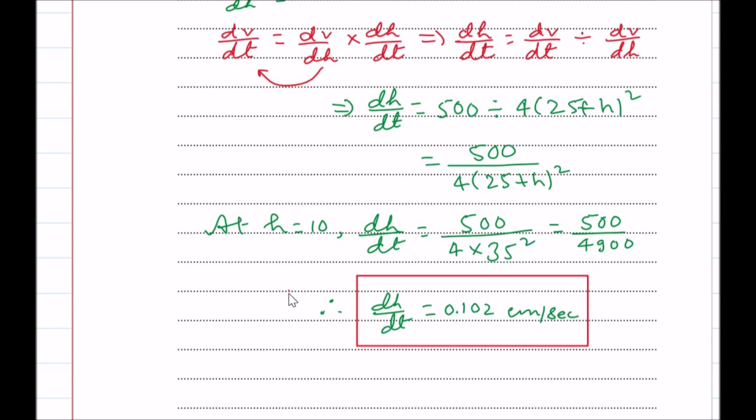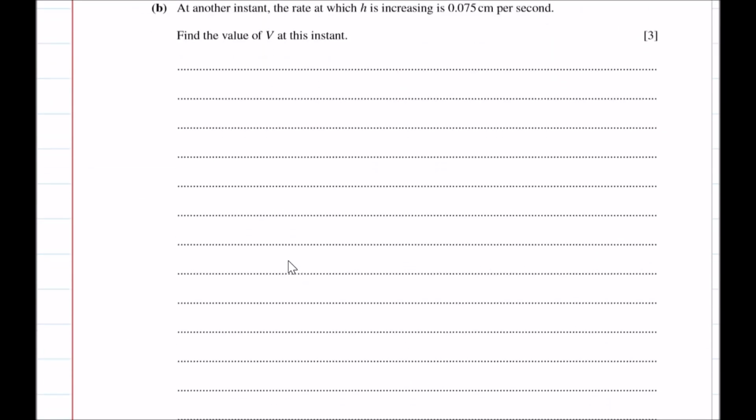Alright, so this is done. Now let's go to the next part. Part B. At another instant, the rate at which h is increasing is 0.075 centimeter per second. Find the value of v at this instant. So, in this case, what to do? We have been given dh by dt, and that is equal to 0.075.